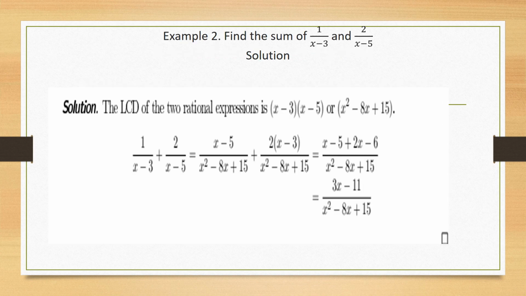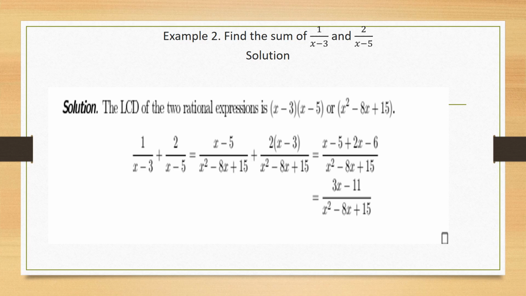Next, find the sum of 1 over x minus 3 and 2 over x minus 5. The LCD of the two rational expressions is x minus 3 times x minus 5, or it is equal to x squared minus 8x plus 15. So the question is, where did we get our denominator? Simply, you just multiply x minus 3 times x minus 5 using the FOIL method, so that it will give us the answer of x squared minus 8x plus 15. So now the denominator is x squared minus 8x plus 15.